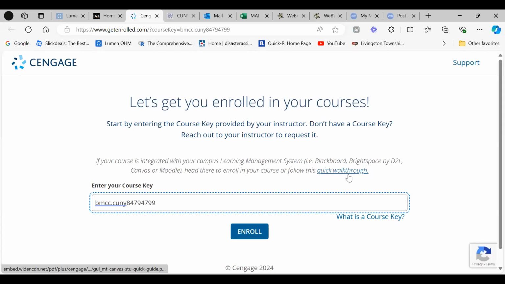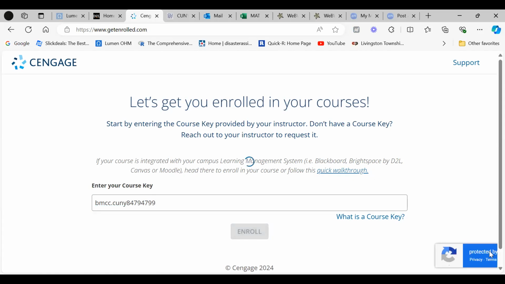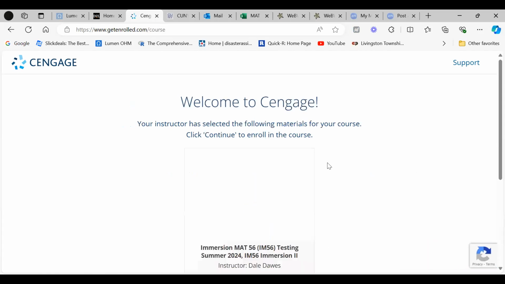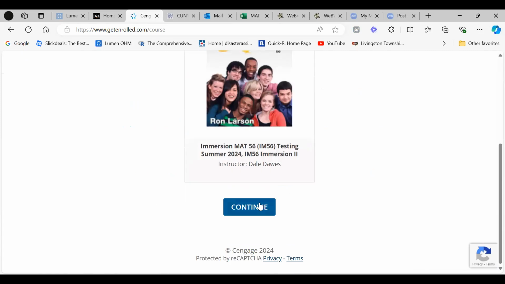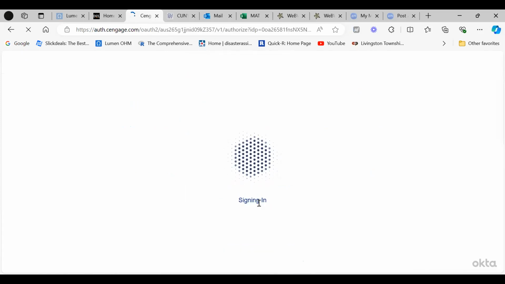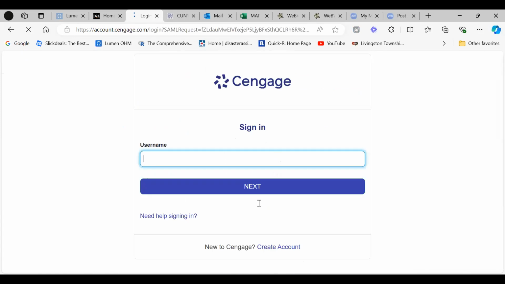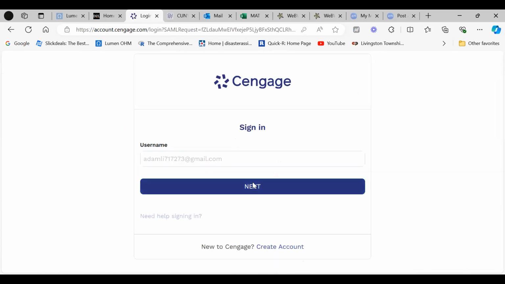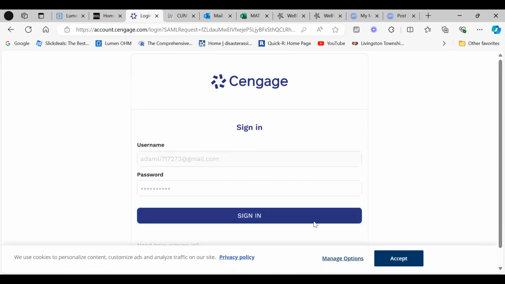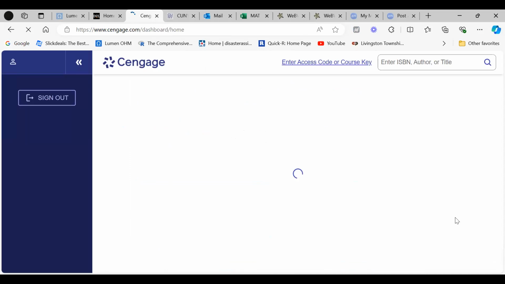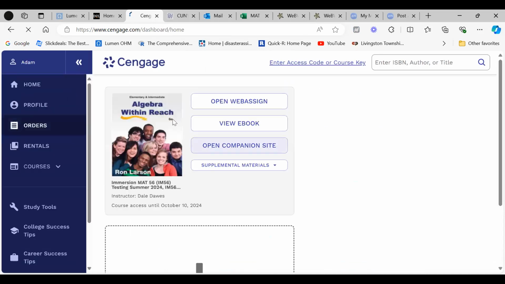Now you go through this step by step. Enroll, log in. Hopefully everybody has an account right now. Log in there, and then click on next, and then sign in. I created an account as well. And once you log in, you should be able to see 3 different options, and then click on open the website.